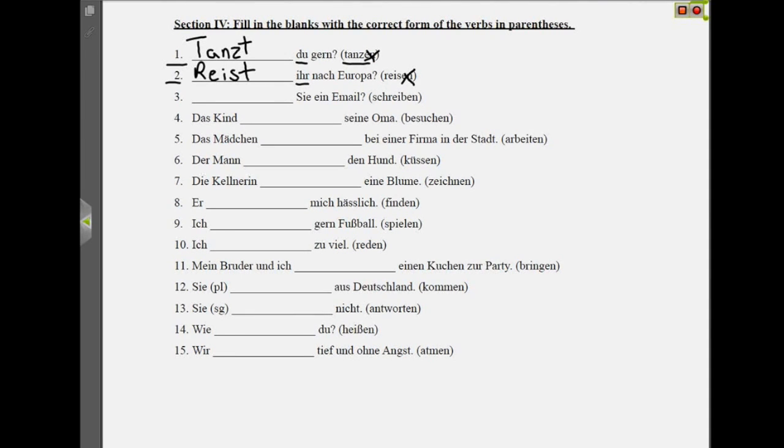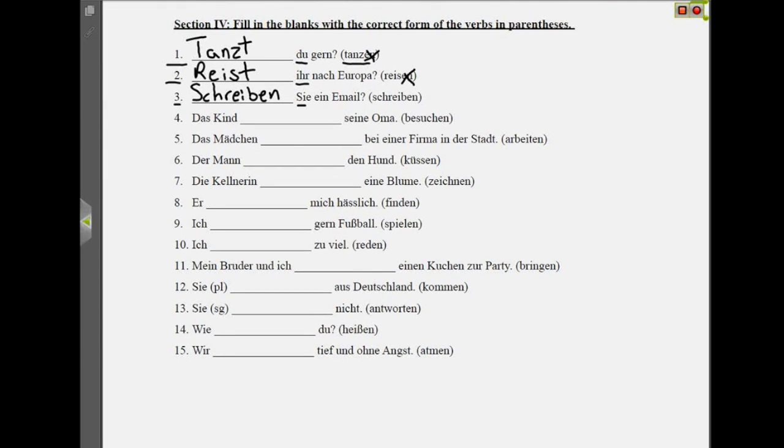Nummer 3. Again, nothing in front of the blank, which means what comes after the blank here is the subject. Notice that the S here is capitalized, which means that we have to use the formal version, schreiben, which is the same as the infinitive form. Schreiben Sie ein E-Mail? Are you writing an email?